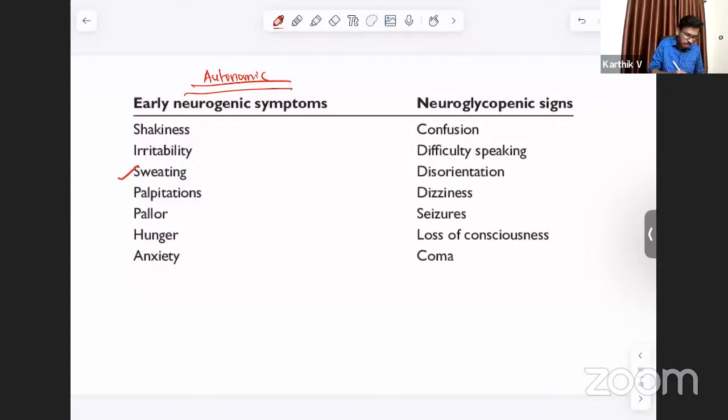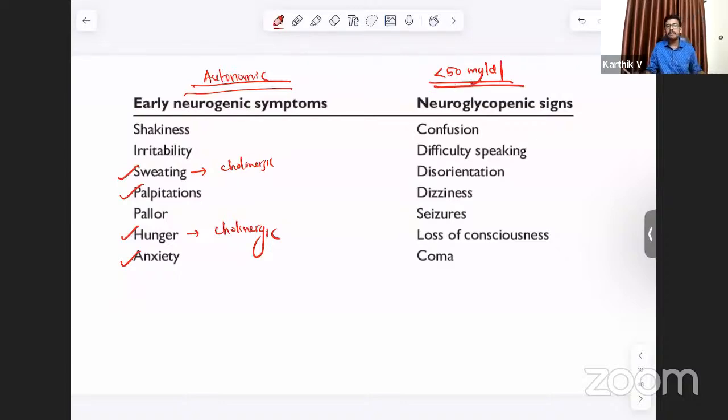The patient will have sweating, palpitation, hunger, anxiety, etc. And of these, sweating is cholinergic, hunger is also cholinergic. All the remaining are adrenergic. Okay, sweating and hunger are mediated by sympathetic cholinergic fibers, whereas all the others, the palpitation, the pallor, anxiety, are sympathetic adrenergic mediated symptoms. And once the blood glucose is less than 50 milligram per deciliter, there will be neuroglycopenic symptoms, the symptoms that indicate that the brain is getting deprived of glucose. The patient will have confusion, disorientation, loss of consciousness, seizures, coma, etc.